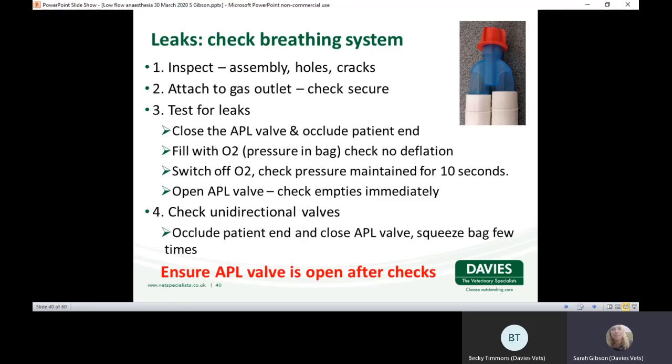The system should be filled with oxygen to a pressure of 30 to 40 centimetres of water or until the bag looks distended. Check that the bag doesn't deflate. Then switch off the oxygen and check the pressure is maintained for at least 10 seconds or that a flow of no more than 200 mL per minute is needed. So then next, open the APL valve, check that it empties immediately. And then finally, you can check the unidirectional valves by occluding the patient end. Close the APL valve and squeeze the bag a few times, and you should be able to see the valves move. Always at the end of the checks, make sure the APL valve is fully open.